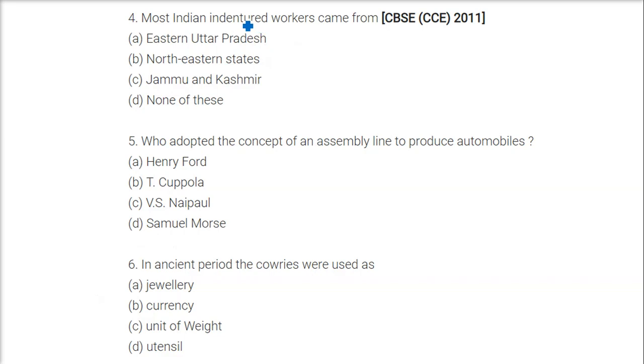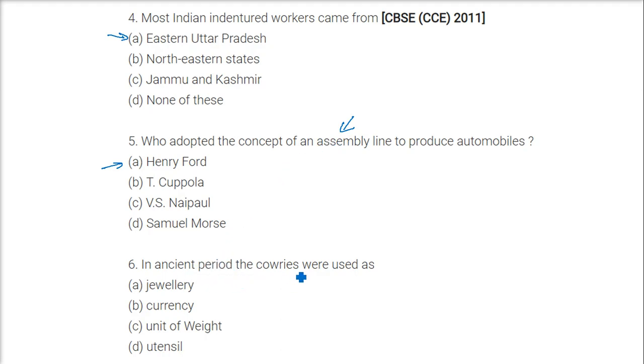Most Indian indentured workers came from, the answer is A, Eastern Uttar Pradesh. Who adopted the concept of assembly line to produce automobiles? He was Henry Ford. He actually got this idea from the chicken, where they are killed, and there was an assembly line, and he got that idea from there.